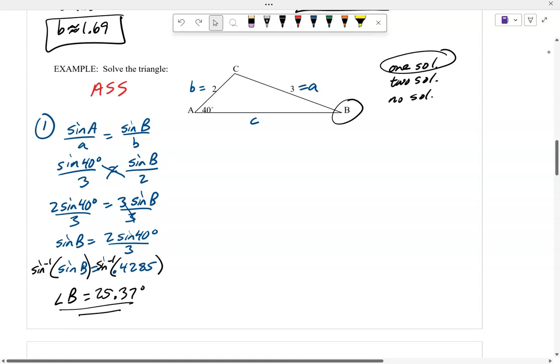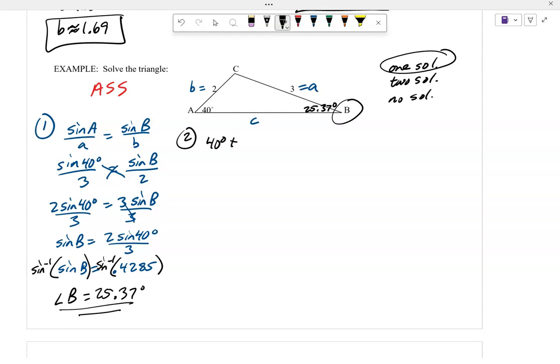All right, so we've solved for angle B. Now that we know angle B is 25.37 degrees, step 2 is we say, well, 40 degrees plus the 25.37 degrees plus the angle C, all of them add up to 180, right? All three angles. And so angle C ends up being 114.63 degrees.